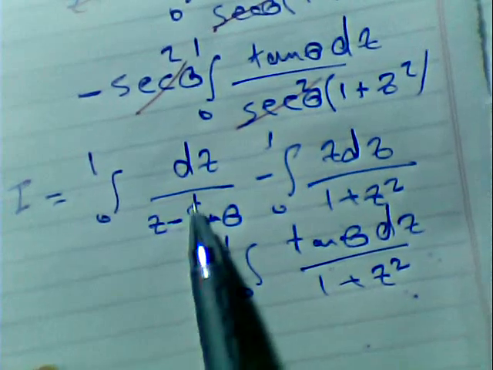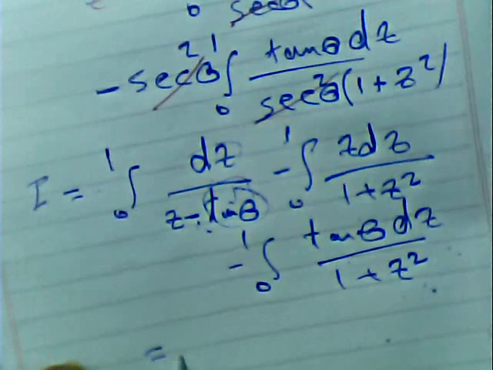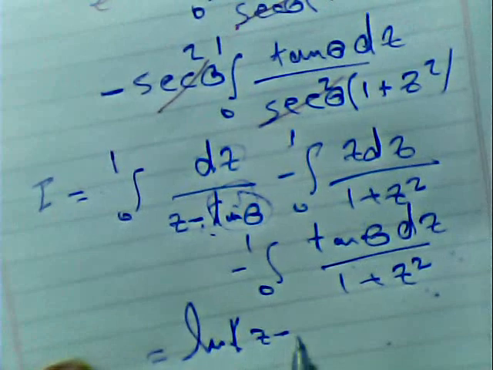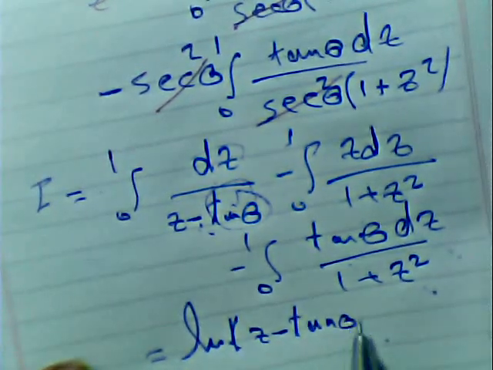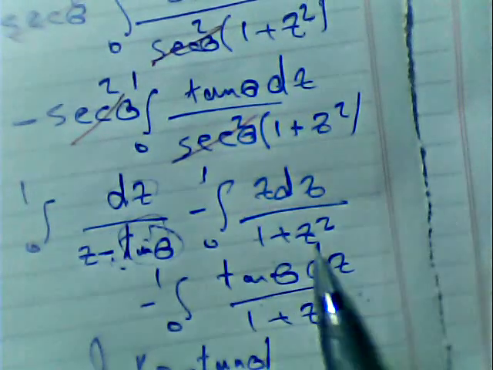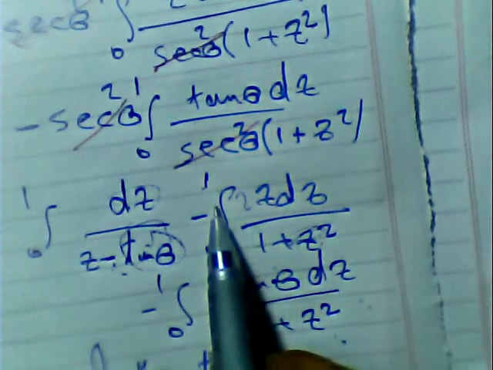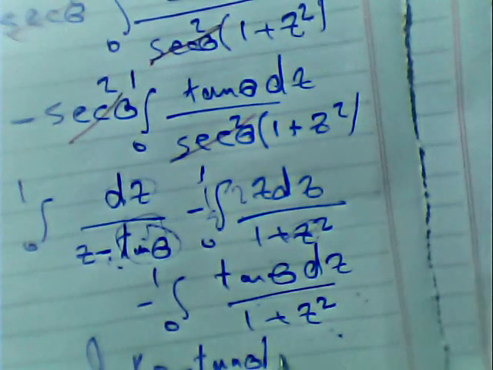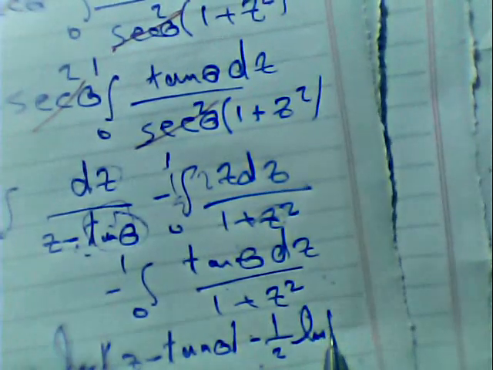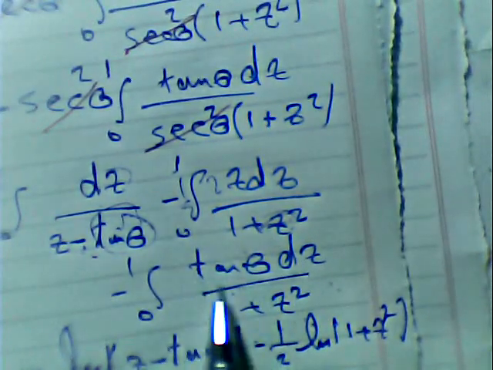Then we already know how to integrate this, this is a constant. Then this is ln of the modulus of z minus tan theta. We can integrate the second one. We need 2z for the derivative, then we need 2 and a half, then minus 1 over 2 ln of 1 plus z square. How can we integrate this?